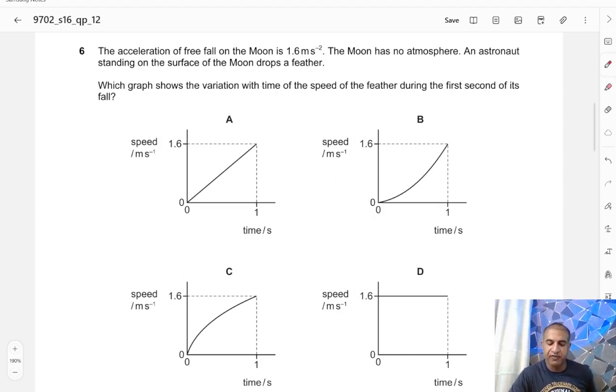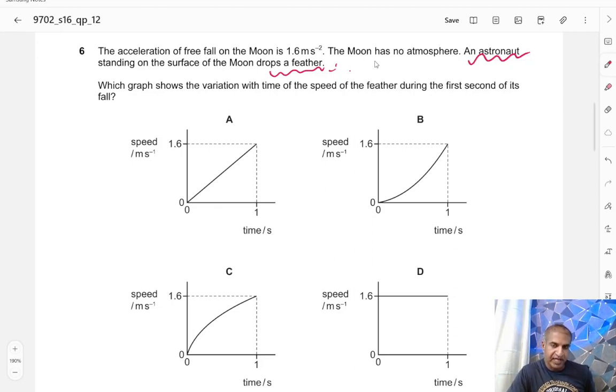The acceleration of free fall on the moon is 1.6 meter per second squared. The moon has no atmosphere. That is okay. So there is no air resistance then. An astronaut standing on the surface of the moon drops a feather. Well, the astronaut was having a blast over there, I guess. He was getting bored, maybe, so he happened to have a feather, and he dropped it just for fun. Which graph shows the variation with time of the speed of the feather during the first second of its fall?